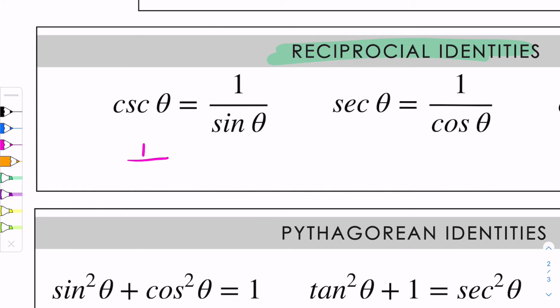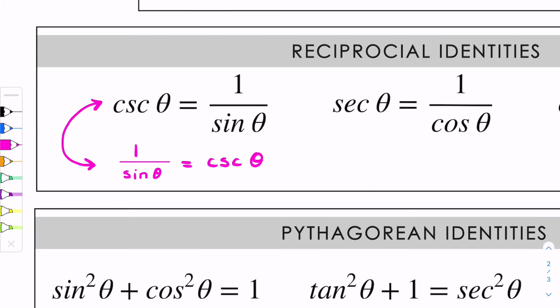It's probably a good idea to write on your note sheet that you can use it the other way. So let's neatly write that 1 over sine of theta is also equal to cosecant of theta. And you'll be using either one. When we first learned this, we learned that cosecant was 1 over y.